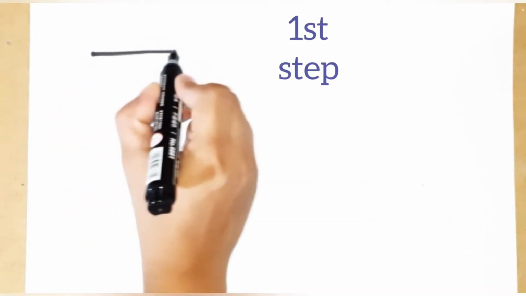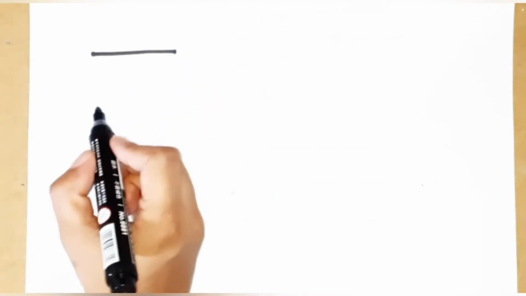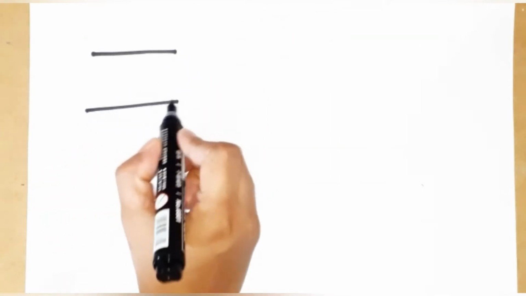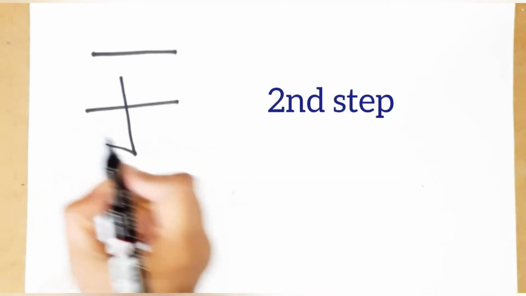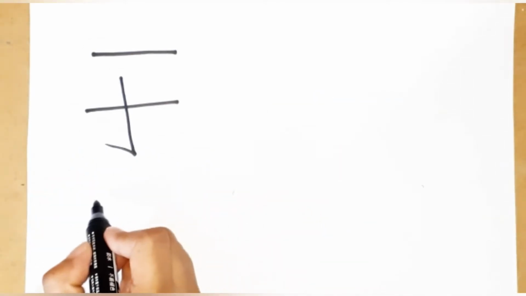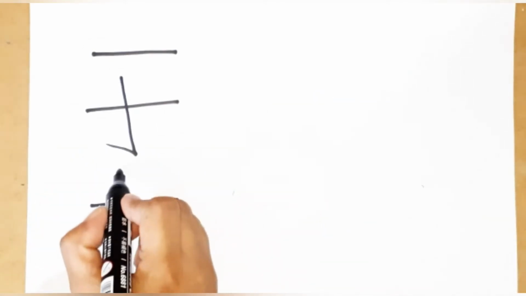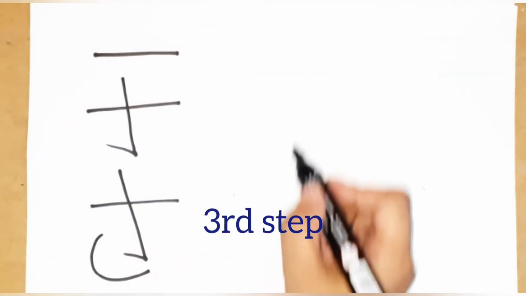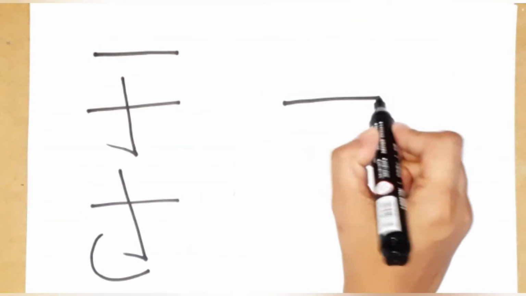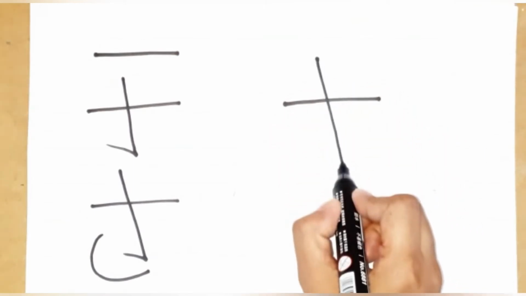First character is sa. First step. Second step. Third step. Sa. Character sa.